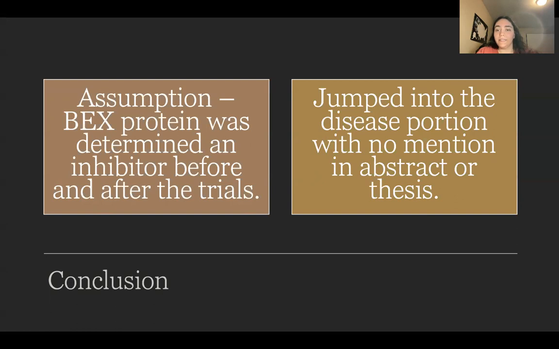They also jumped into the disease portion with no mention in the abstract or the thesis. They kind of threw in the R126 mutation as well. There was no evidence until after they had run the trials that it was really the R126. But before running their trials, they were asserting that it really was the R126 mutation. And although it ended up being correct that the R126 mutation inhibits the inhibitor, there was no background on this information.